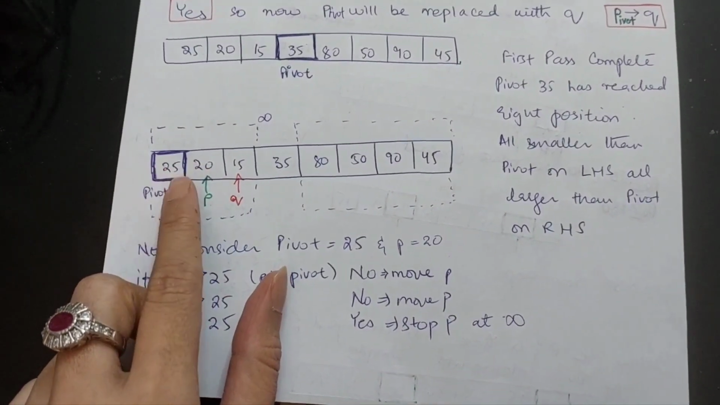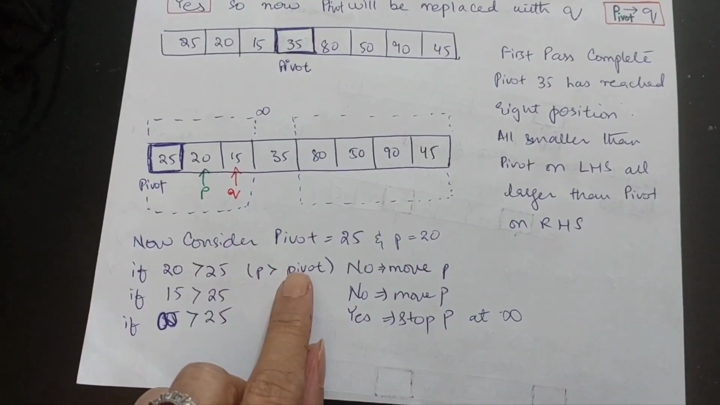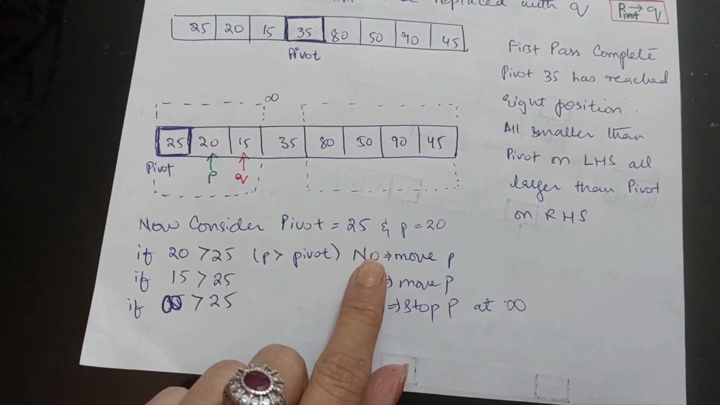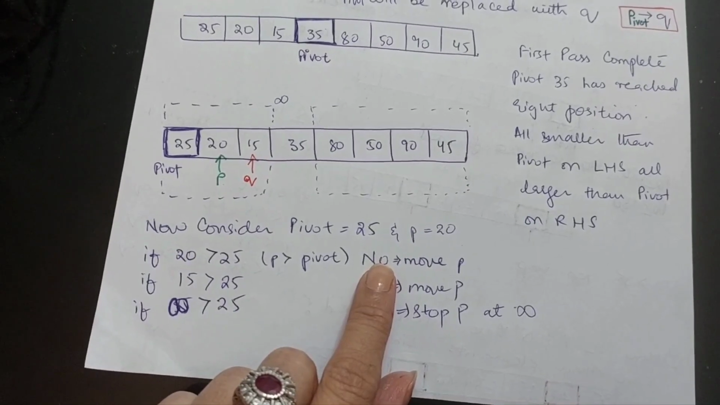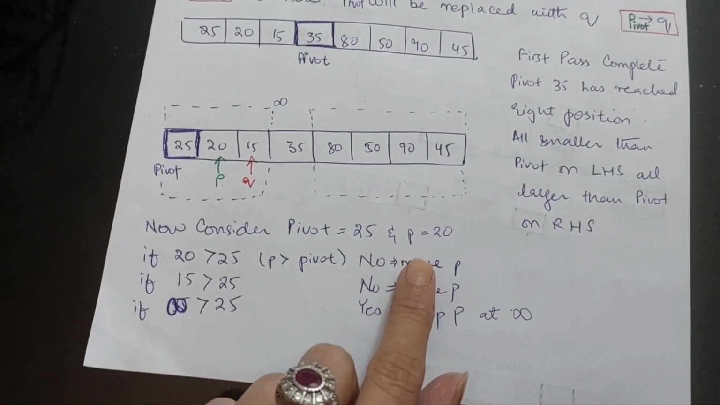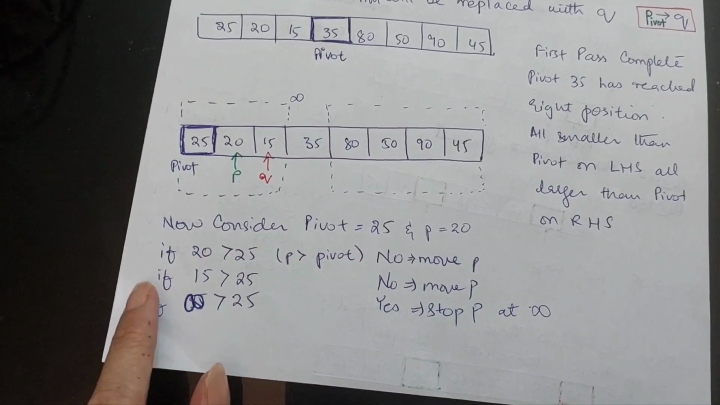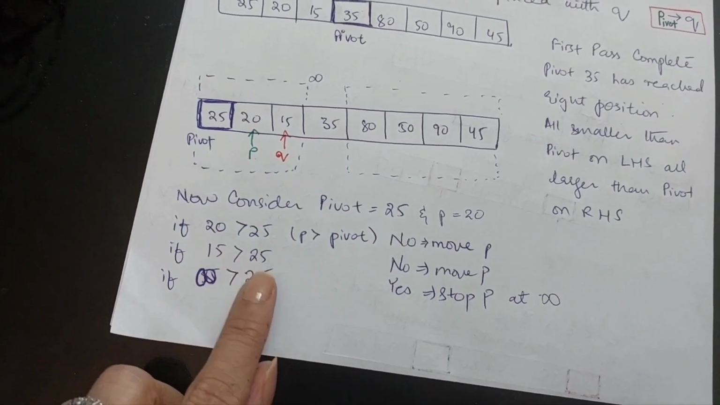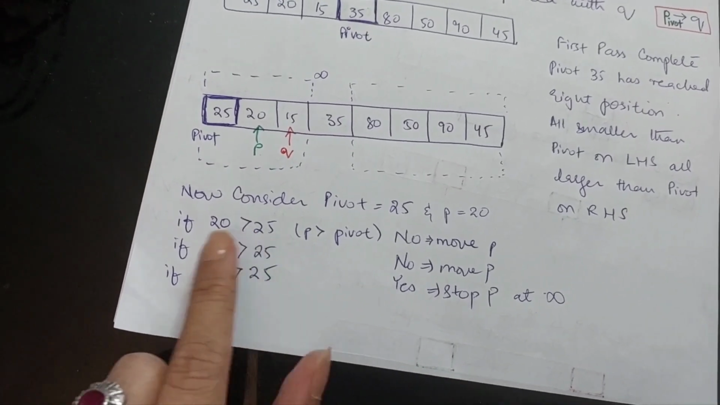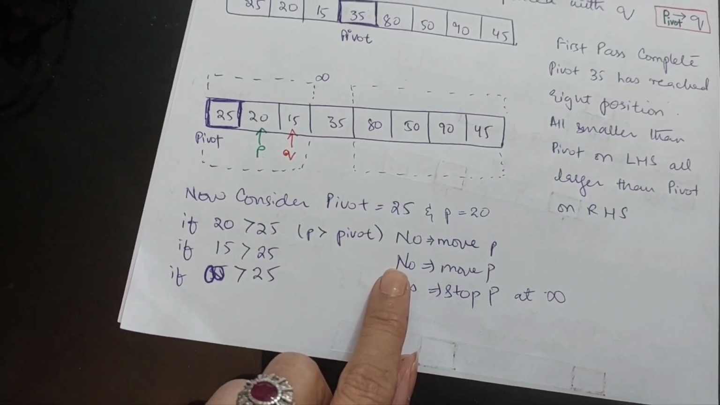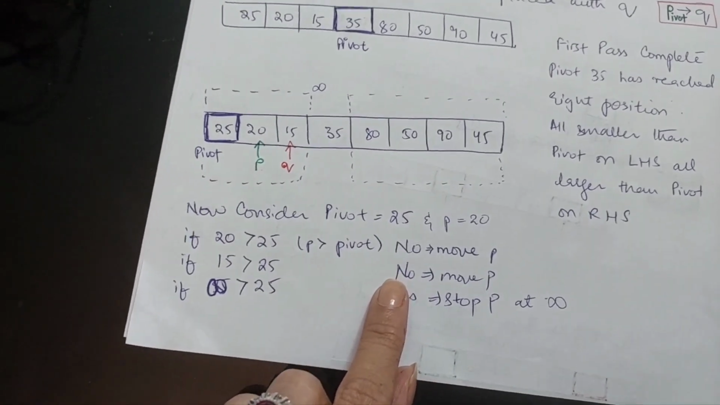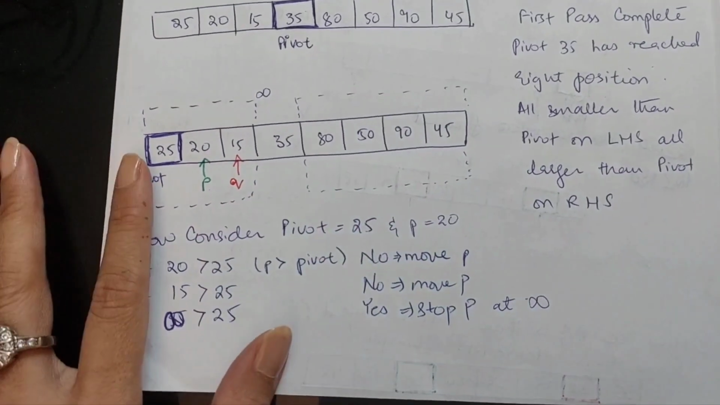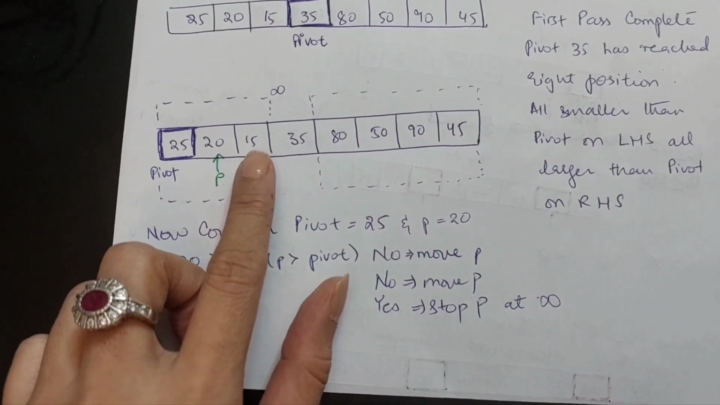Is this p larger than the pivot? I mean to say, is 20 larger than 25? No, this is not true. So the stopping condition has not been met. Let's move p further. Okay, p has moved to 15 now. Is 15 larger than 25? No, 15 is not larger than 25. It means the stopping condition for p has not been met yet, so we can move p further. Okay, p has reached here.